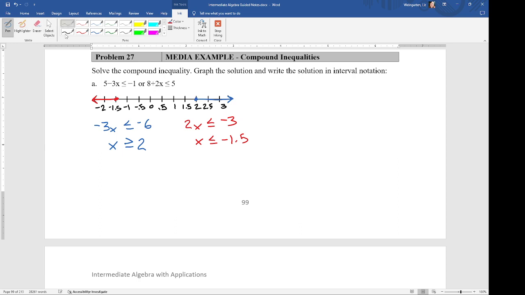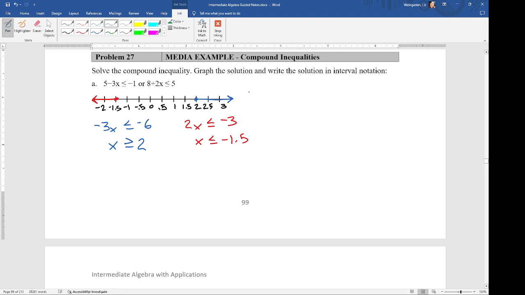Now, when we were graphing and equations, we wanted the area of overlap. With or equations, we want anything that's been marked at all. So both from negative 1.5 to negative infinity and from 2 to positive infinity are going to be parts of our solution. But how do we write that in interval notation?